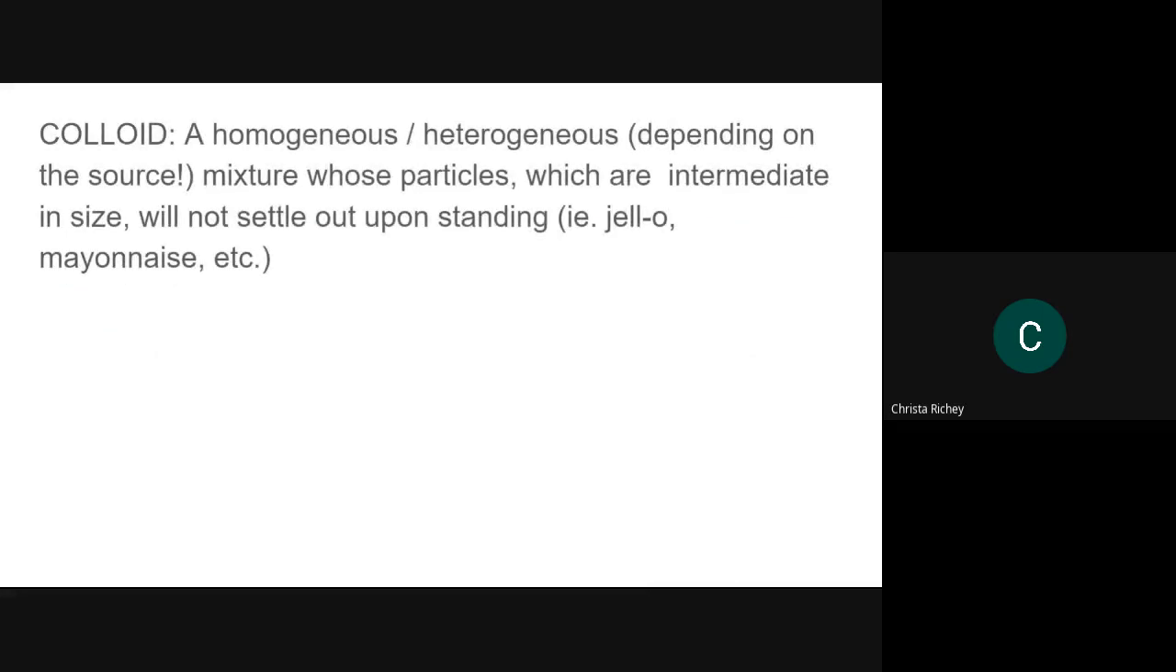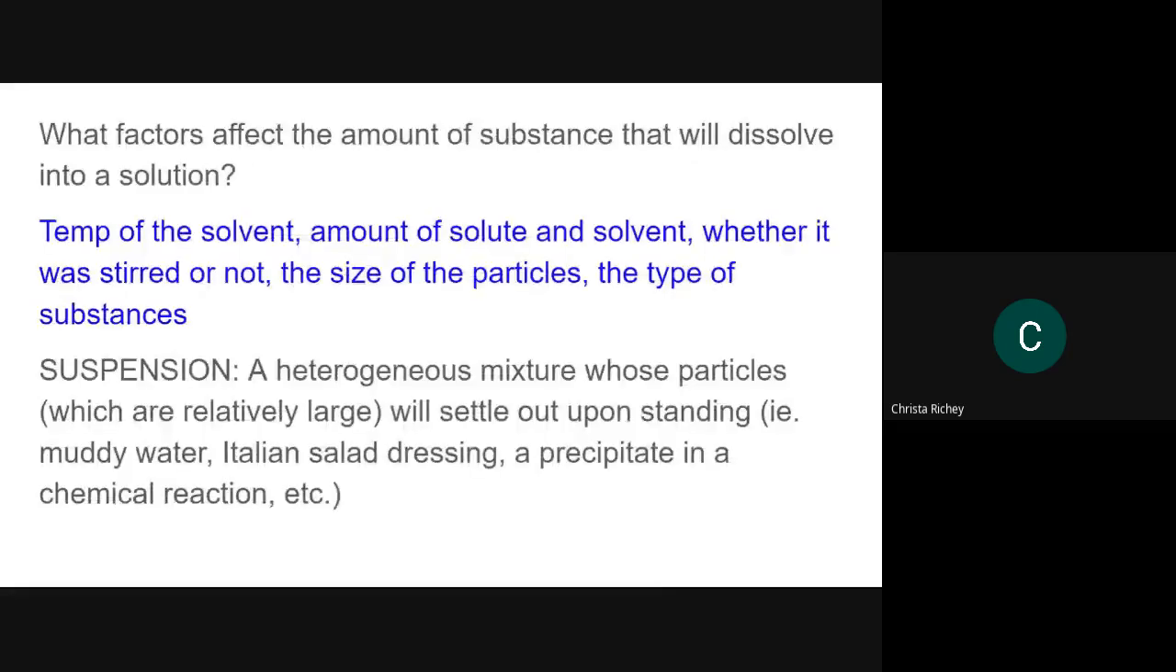Colloids are different. Okay, solutions, did you need me to go back? I'm sorry. Even though it's not on here, solutions you cannot tell apart. Not Kool-Aid when you have the layer of sugar on the bottom. But the way you're supposed to make it, without ice in it, it looks the same. That's a solution.